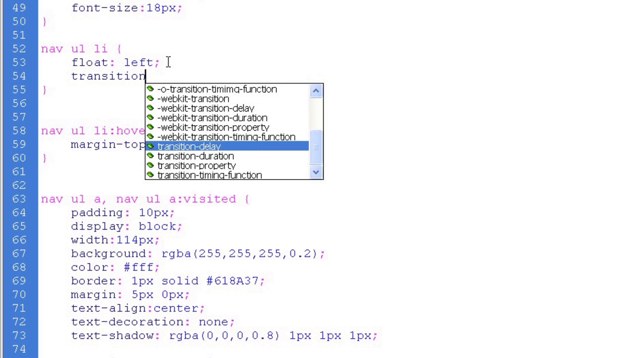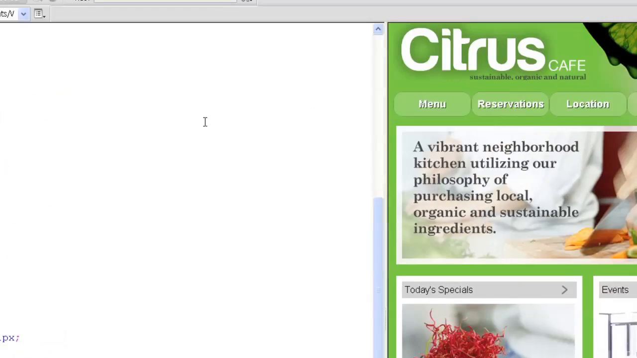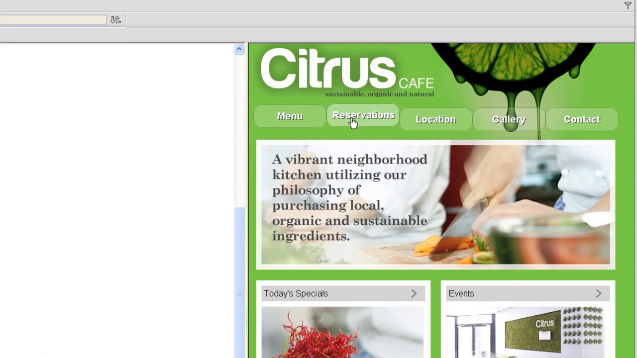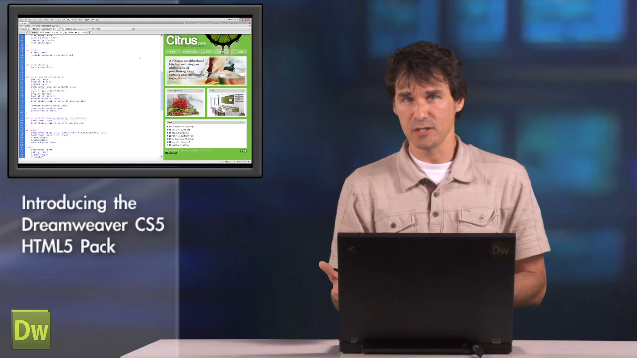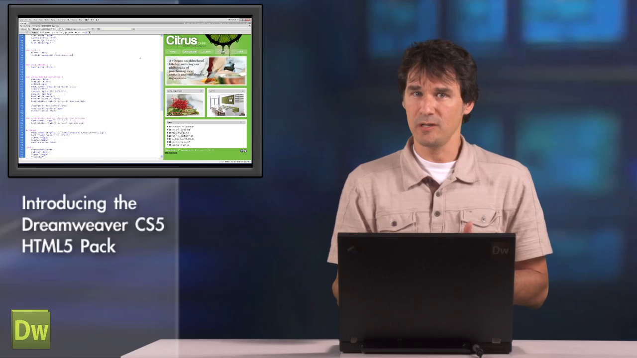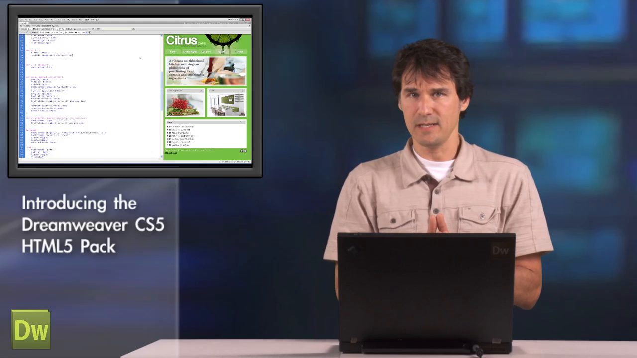And again, you'll see the code hinting kick in here. And I'm going to be adding the one for WebKit. I'm going to add a transition duration. And let's make it 1 second. Now, by doing this, when I mouse over these menu items, you'll see that it slowly moves up. And I've got a nice effect, again, all done through these new CSS3 properties, something that before took a lot of work with JavaScript and with rounded corners took a lot of work in terms of slicing up images. You can now do very easily with CSS3.